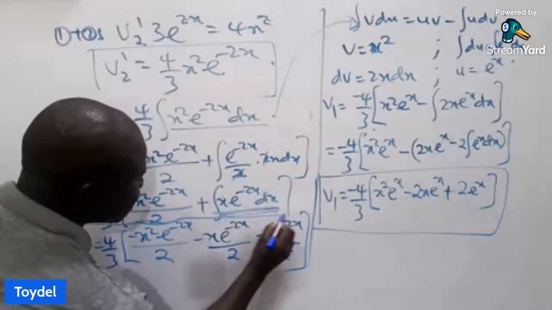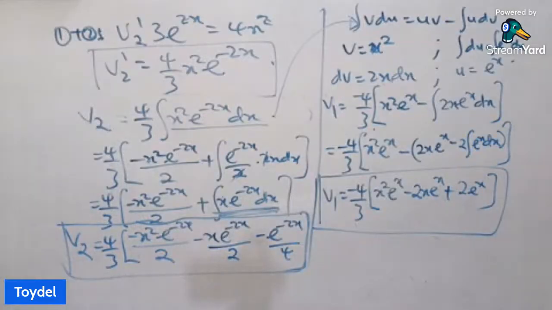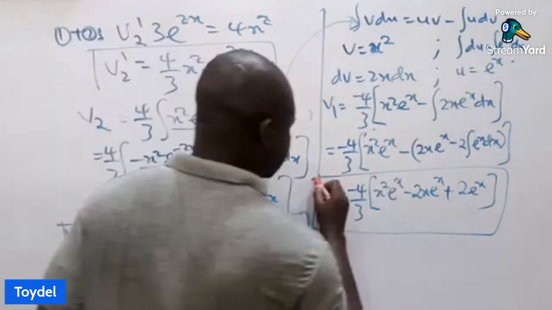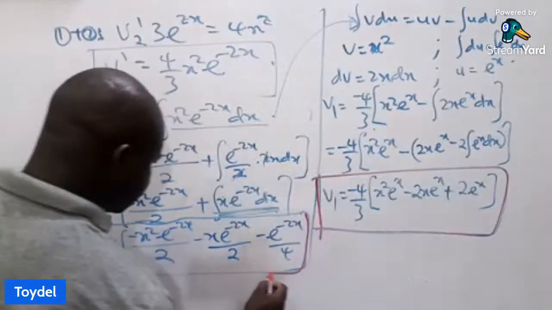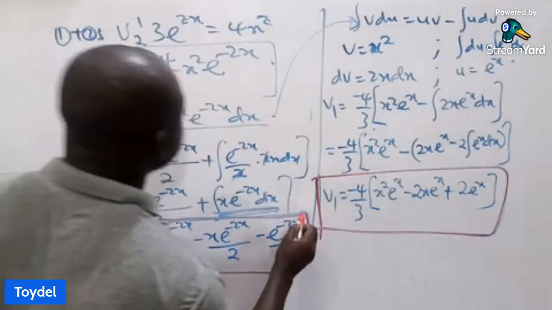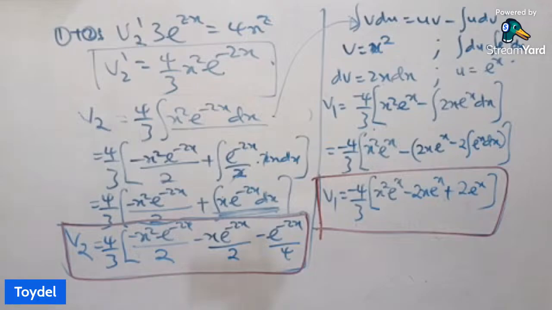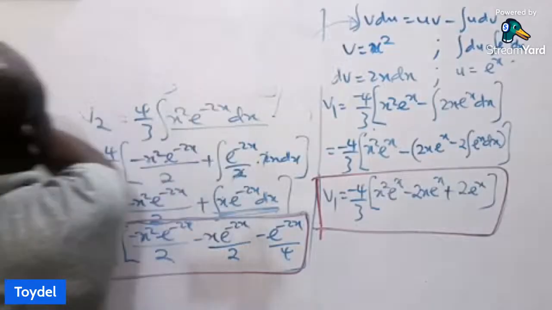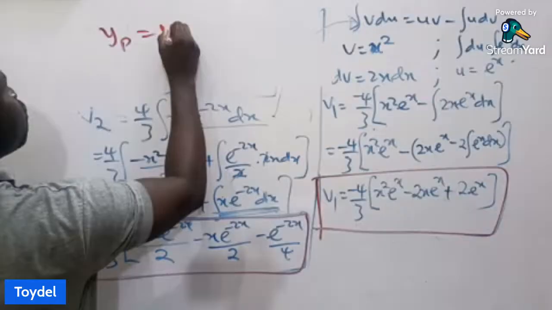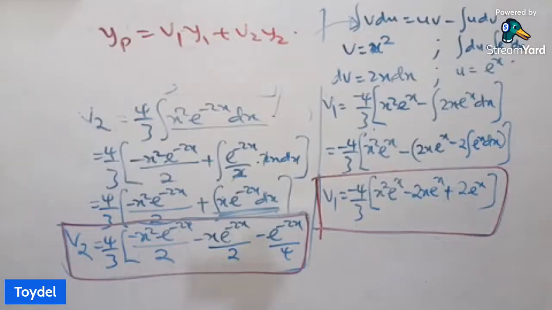So I've gotten the value of v1 and the value of v2. Of course, since I've gotten the two values, I can go ahead and substitute this value of v1 and this value of v2 in the general form that we know. That is, yp is equal to v1 y1 plus v2 y2. That is what we know. So I will substitute the values there in order to find a particular solution.